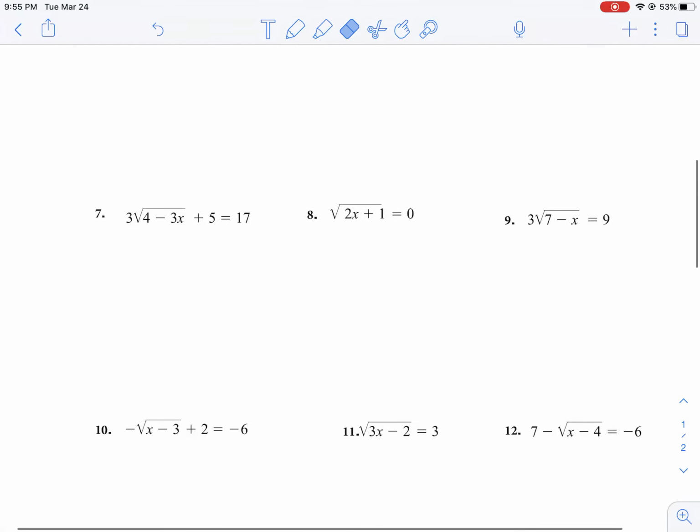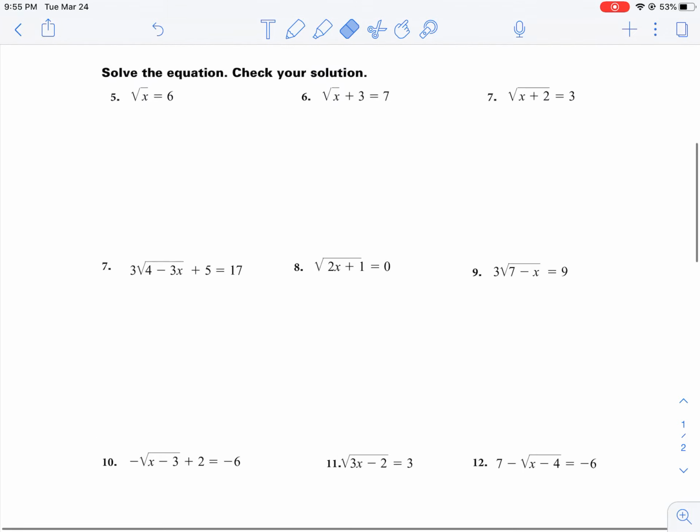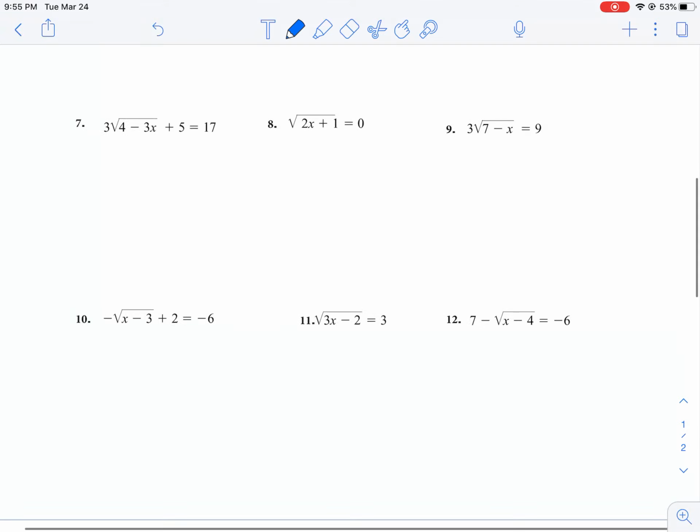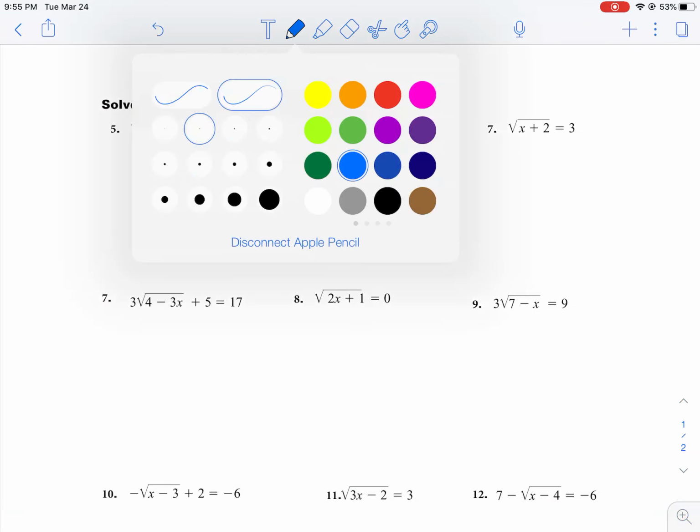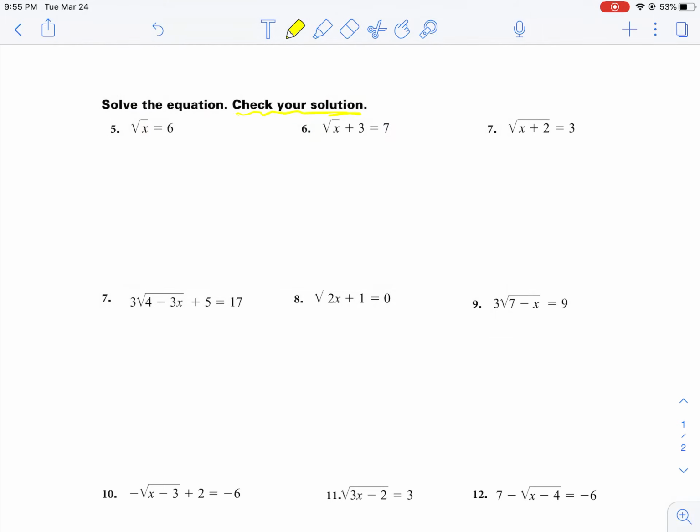And then the next 9 are just solving for x, just like the examples. Make sure you get it by itself first. So number 5 is good to go, but number 6, you're going to have to subtract 3 first. Number 7 is good to go. There are two number 7s, my bad. So the other number 7, you're not good to go. You'll have to subtract 5 first and then divide by 3, and so on. And yeah, make sure you check your solution, please. It shouldn't take long, but do check your solution. It's important.